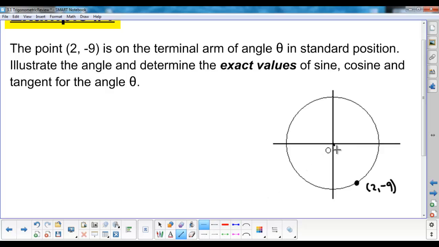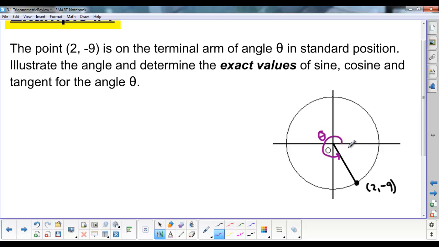And that lies on the terminal arm of angle theta. So again, remember what that means. We started in standard position and then we rotated counterclockwise. So the length here in purple, that is our angle theta. We want to find the exact values of sine, cosine, and tangent for the angle theta.